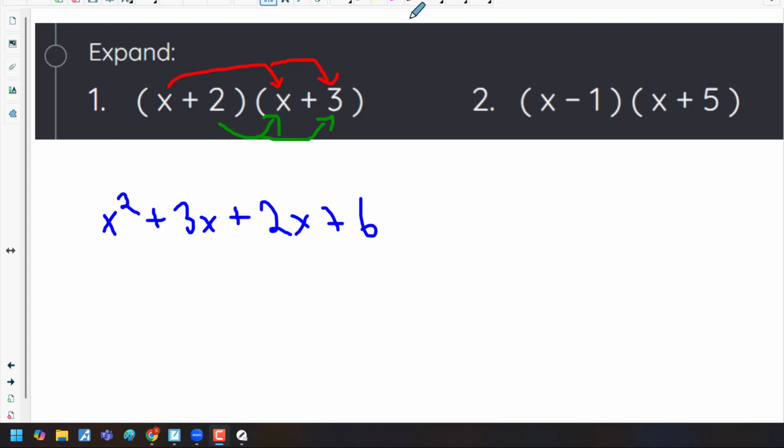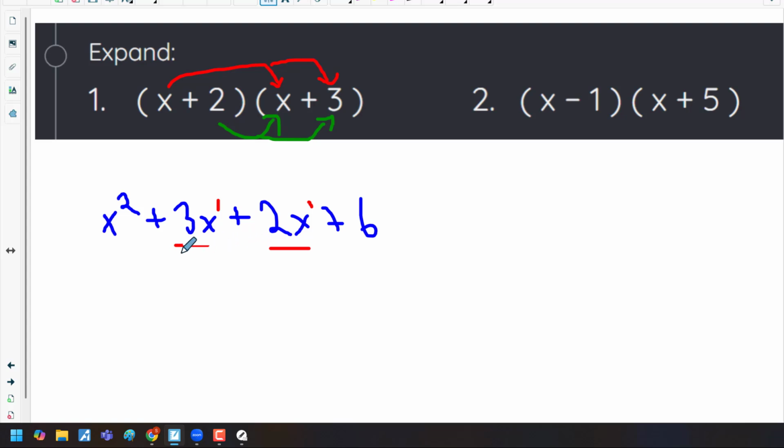So the extra step is to realize that we have two terms that are similar. Or like terms, sorry. Like terms are terms that are similar in that they have the same variable with the same exponent. So in this case, 3x and 2x have the same variable, which is x, and they both have an exponent of 1. It's an invisible one, but still 1. So we can combine them. We can add them together or subtract them depending on what the sign is.